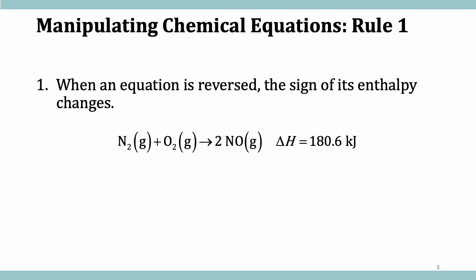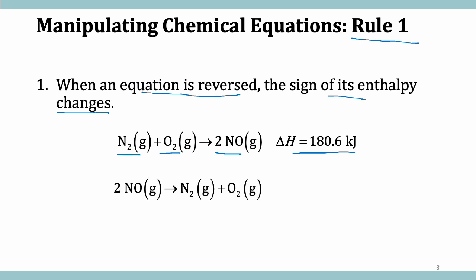Okay, let's see how we can manipulate these equations. There are some rules for it. Rule number 1: when an equation is reversed, the sign of its enthalpy is also reversed. For example, if this is given to us, nitrogen plus oxygen are reactants, and they react to produce nitrogen monoxide. The delta H for this reaction is given to us as 180.6 kilojoules. The question is asking what is the delta H for this reaction.